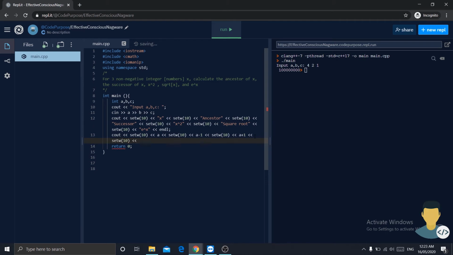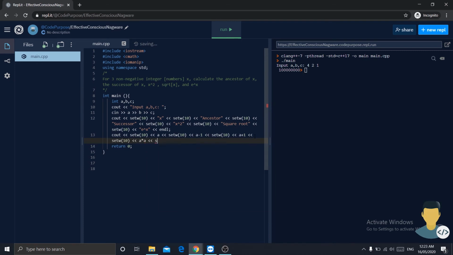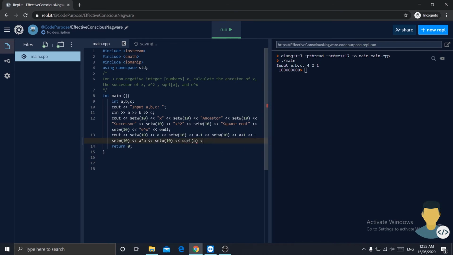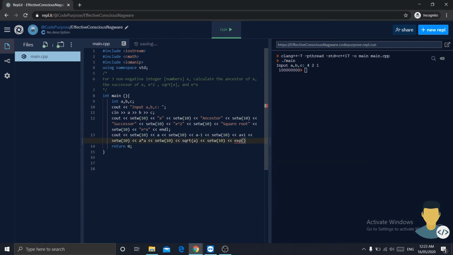x multiplied by itself. We can use the pow function, or in this case just write a multiplied by a. Now we will need the square root of a, and lastly, in the cmath library we also have the function to calculate this. We write exp and a, and endl.